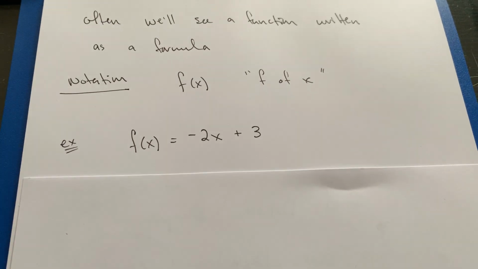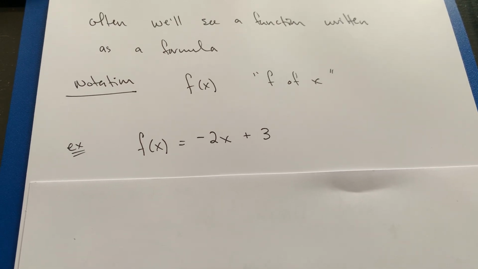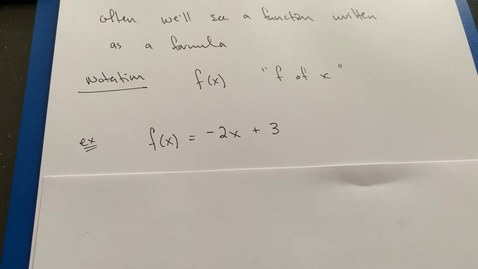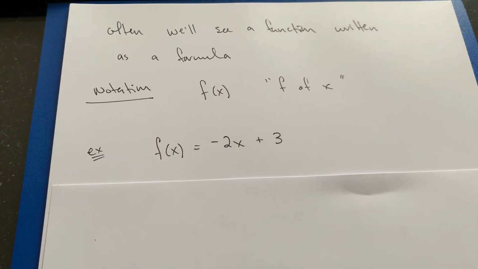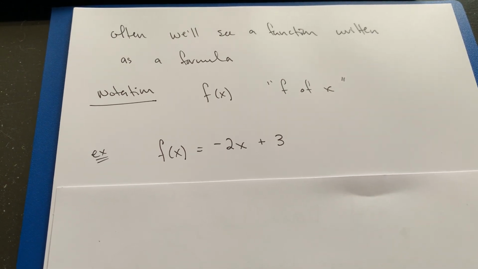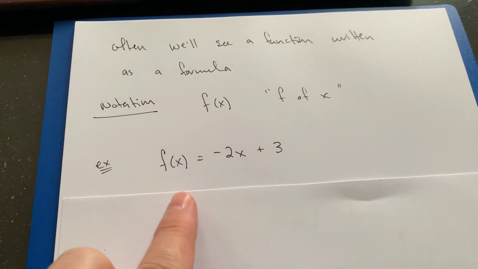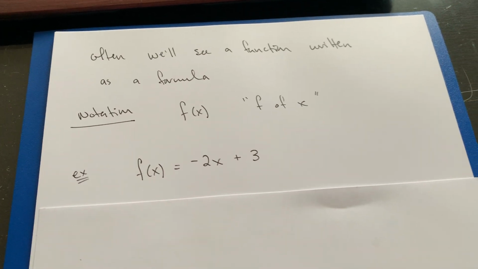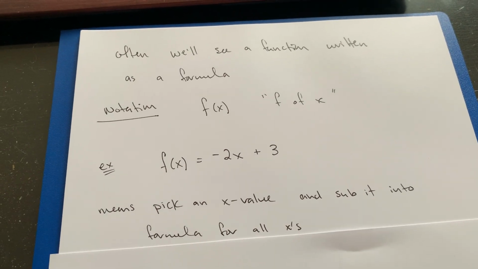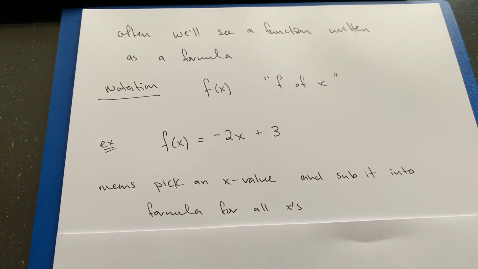So what that might look like, I did a quick little example of a formula that would look like one of our linear equations, like what we were doing in 2.3 and 2.4. Excuse me, this has an mx plus b kind of format, right? So f of x, which is our function expression, is equal to negative 2 times x plus 3. So what this is telling us is we're going to pick an x value and sub it into the formula for all the x's that are there.